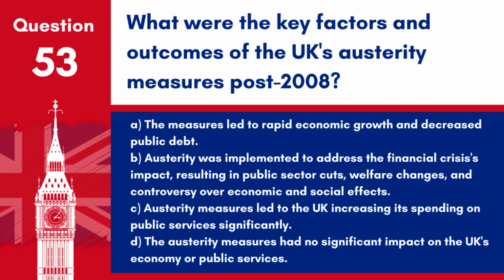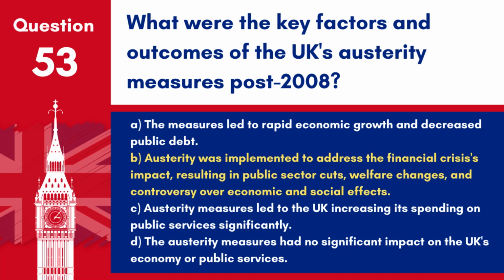Question 53. What were the key factors and outcomes of the UK's austerity measures post-2008? A. The measures led to rapid economic growth and decreased public debt. B. Austerity was implemented to address the financial crisis impact, resulting in public sector cuts, welfare changes, and controversy over economic and social effects. C. Austerity measures led to the UK increasing its spending on public services significantly. D. The austerity measures had no significant impact on the UK's economy or public services.